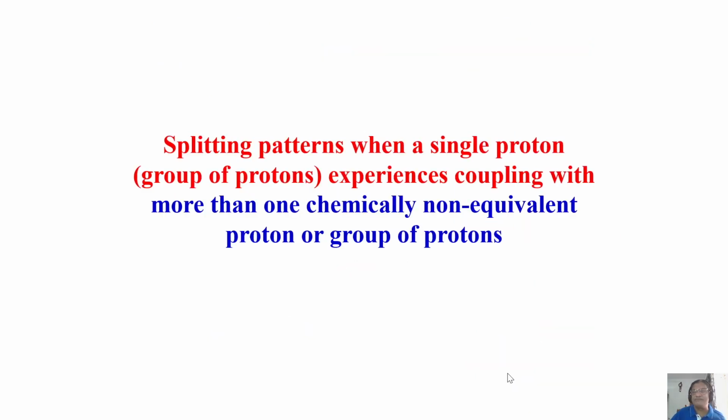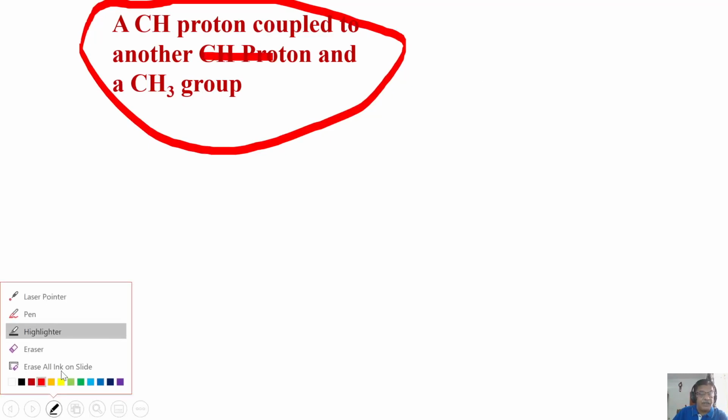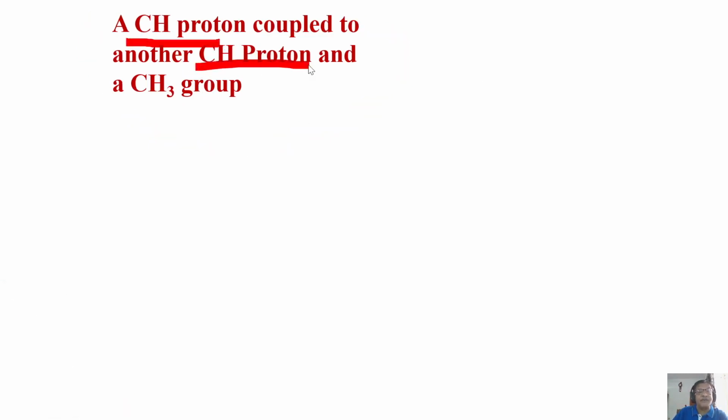Now we'll go further. Understand what happens to the splitting patterns when a single proton experiences coupling with many other chemically equivalent spins. Not one, but many. Many groups of equivalent protons: if a proton couples to them, how does the splitting pattern come? You understand. Now, take a hypothetical molecule. A CH proton here is coupled to another CH proton and a CH3 group. That means each group is experiencing coupling with two other groups. This is coupled to this and this, and this is coupled to this and this.